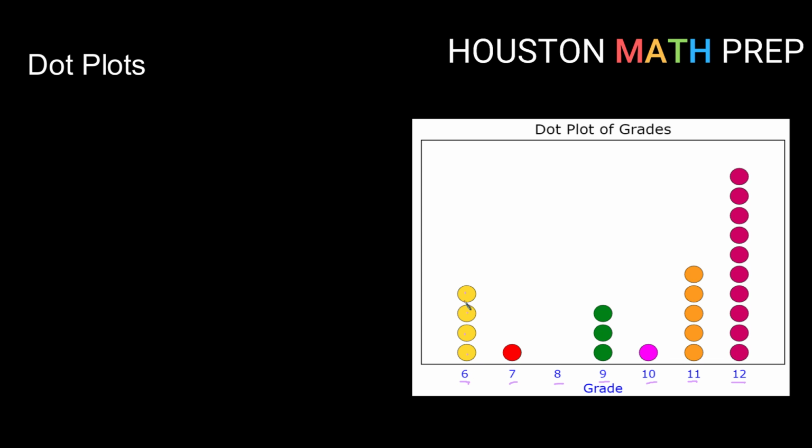So this, having 4 dots above 6, tells me that 6 is a data value that appears 4 times. I can see that there is 1 7 in this set of sample data. There are no 8s, 3 9s, 1 10, and so on and so on. We typically love to have a label for what we're dealing with and a title. So once we've got all of those elements, we can create a dot plot.